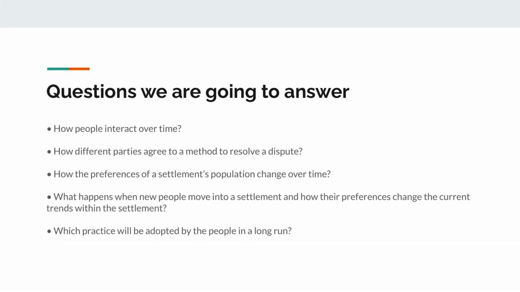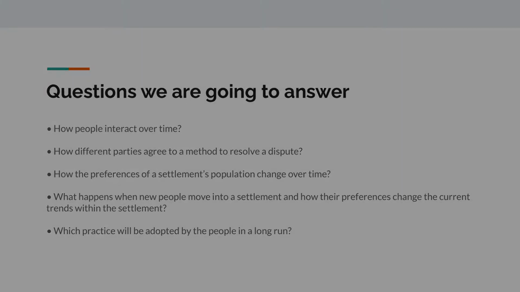And now, the questions we are going to answer. How people interact over time, how different parties agree to a method to resolve a dispute, how the preferences of a settlement's population change over time, what happens when new people move into a settlement and how their preferences change the current trends within the settlement, and which practice will be adopted by the people in the long run.